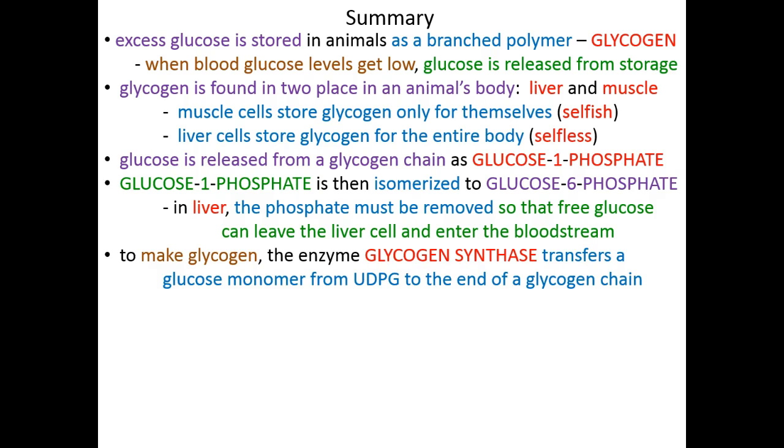Then we switched gears and talked about making glycogen. To make glycogen, the enzyme glycogen synthase transfers a glucose monomer from the end of uridine diphosphate, where it's very active, a lot of energy released when you break that bond, to the end of an already existing glucose chain of glycogen, and that creates a glycosidic bond. Once that glycogen is made, it can then be released at any later time. The glucose can be released at any later time through the efforts of glycogen phosphorylase when blood glucose levels get low.